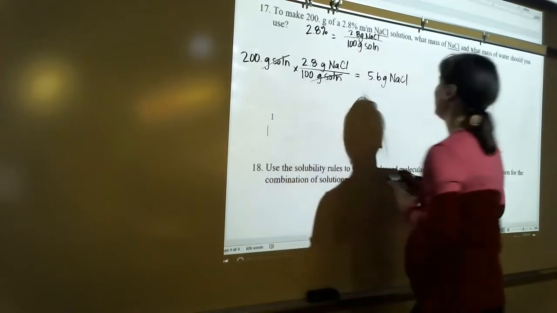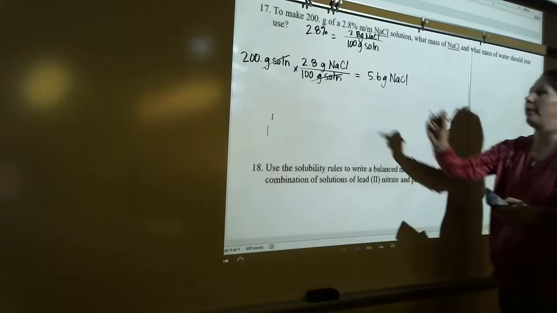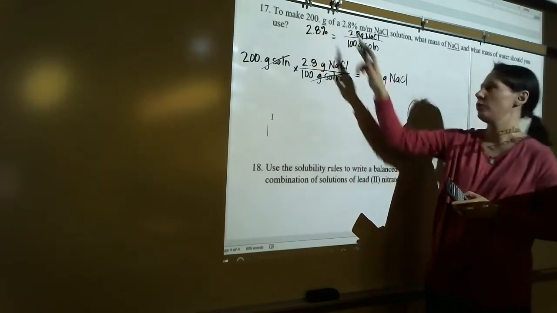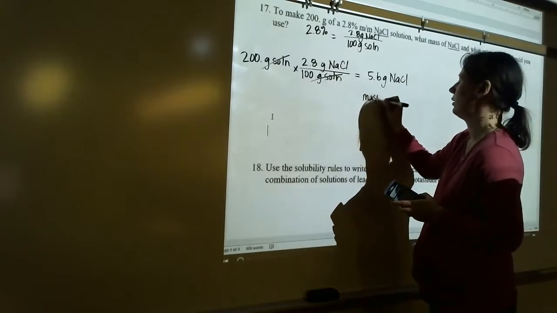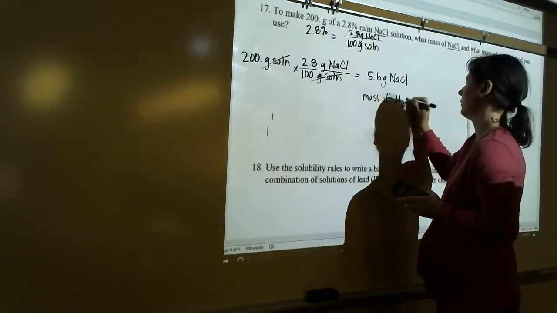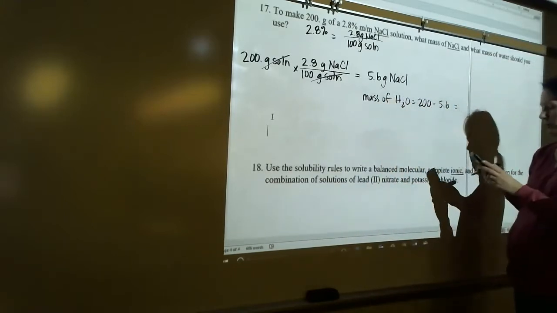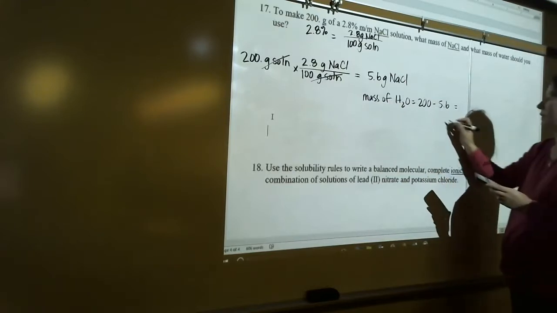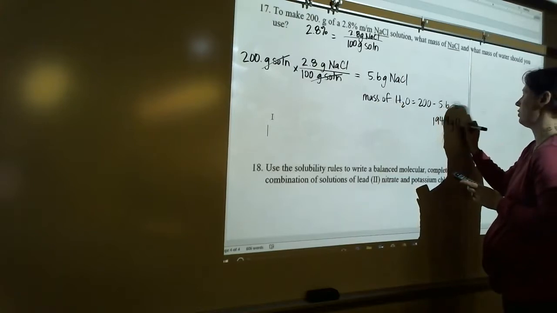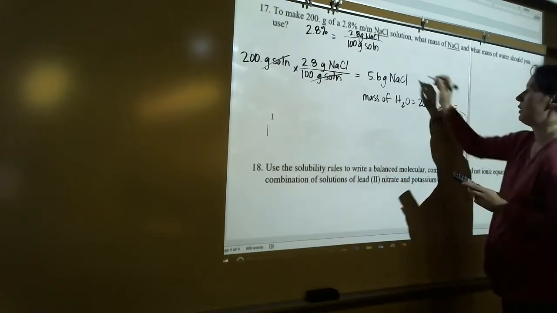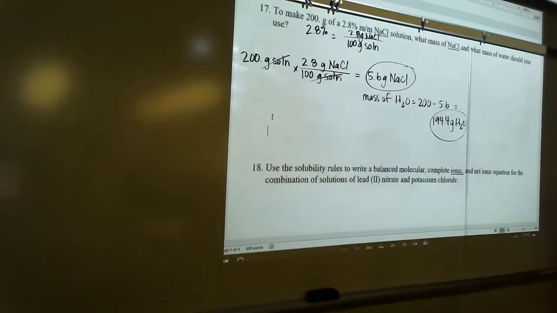And then how would I get the mass of the water? I want the total mass to be 200, so you just subtract. The mass of water is just 200 minus 5.6, which is 194.4 grams H2O. So you take your 5.6 grams of sodium chloride and dissolve it in 194.4 grams of water.